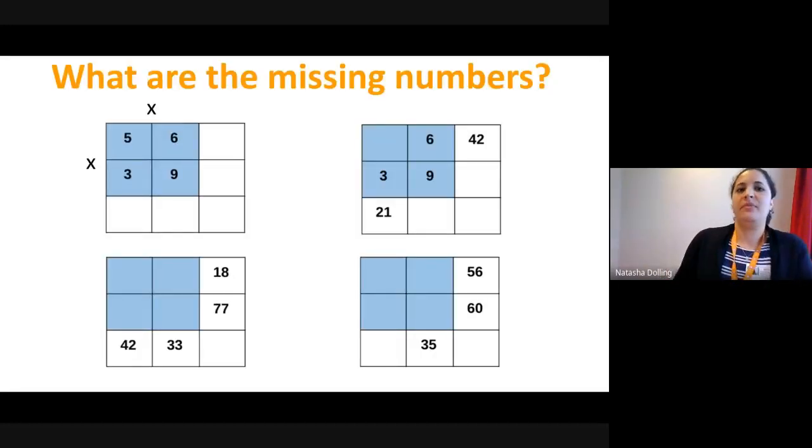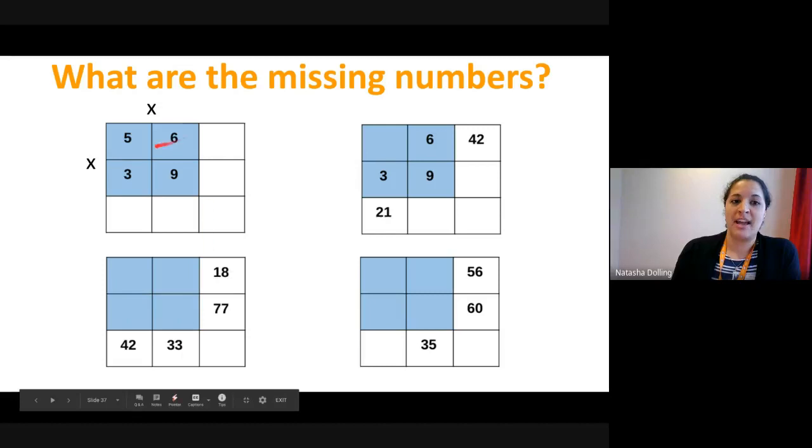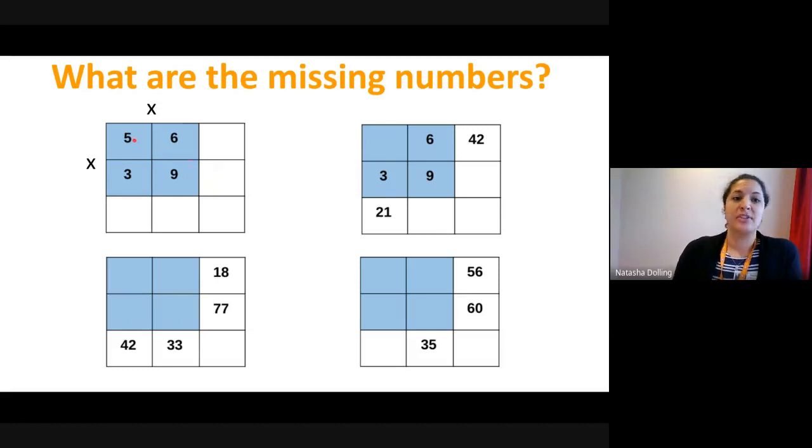You've also got different ways of looking at tables. So, for example, what are the missing numbers? So how this works is you would have 5 times 6, the answer would go here. 3 times 9, the answer would go here. And then you'd also do it going down. So 5 times 3, the answer would go here. 6 times 9, the answer would go here. So that's just like the standard, how it works.